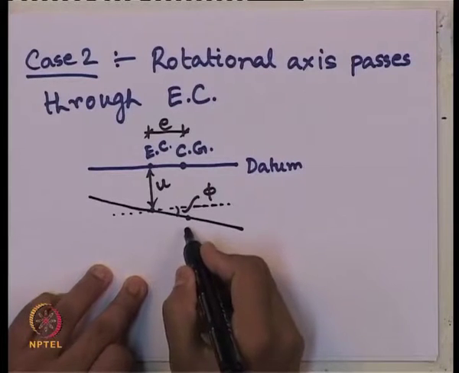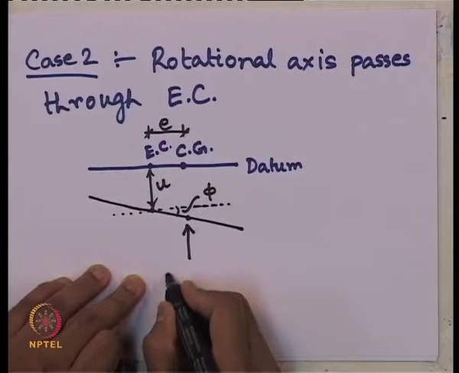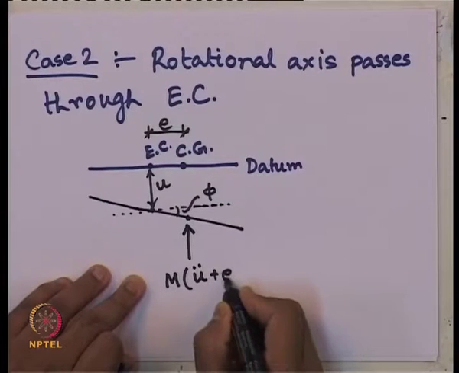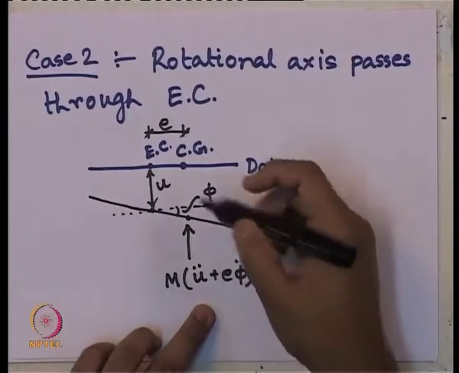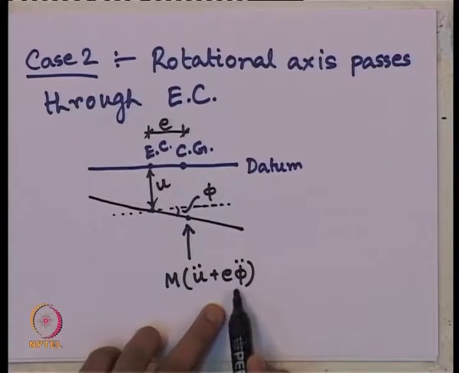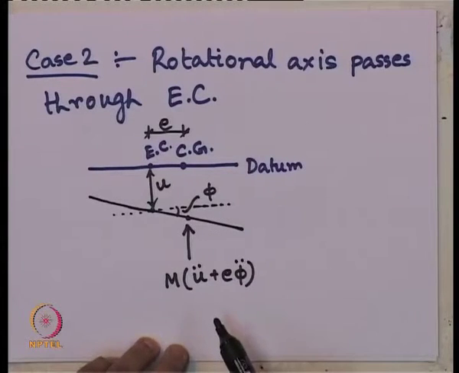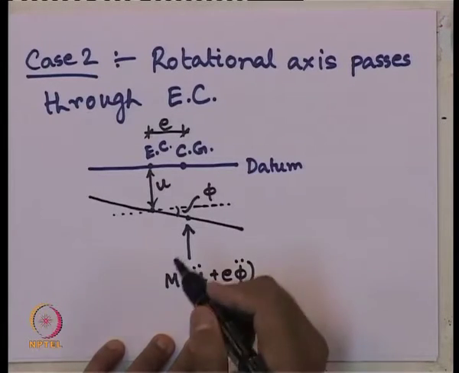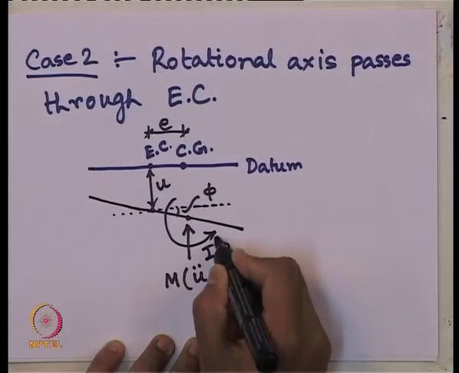So, the vertical inertia force will be m times the corresponding acceleration, which is u double dot plus e phi double dot. Am I right? The displacement for the CG is u plus e phi, so the corresponding acceleration, u double dot plus e phi double dot, times mass gives the inertia force because of the vertical displacement. And what is the rotational inertia force? That should again be about this CG, that is I phi double dot.